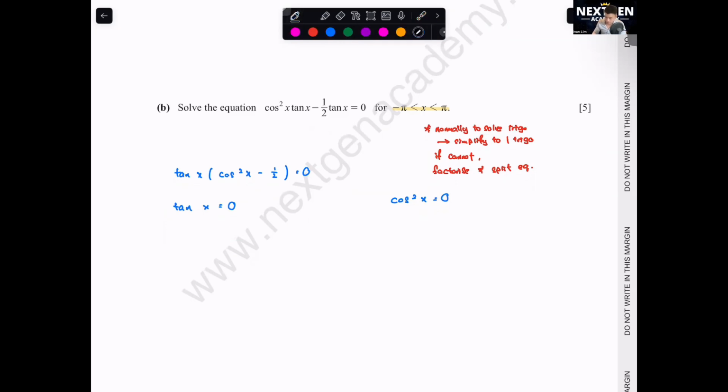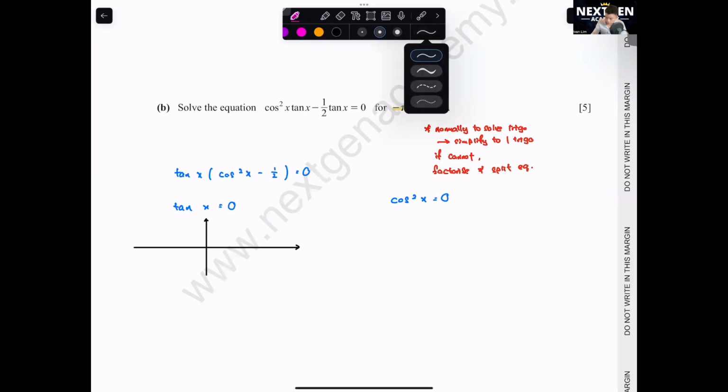Yeah, it's most of the times, not all the times. So how does a tangent graph look like from -pi to pi? Okay, from -pi to pi. So we draw the asymptote first. Okay, where would the asymptote be? So let's say here and here.